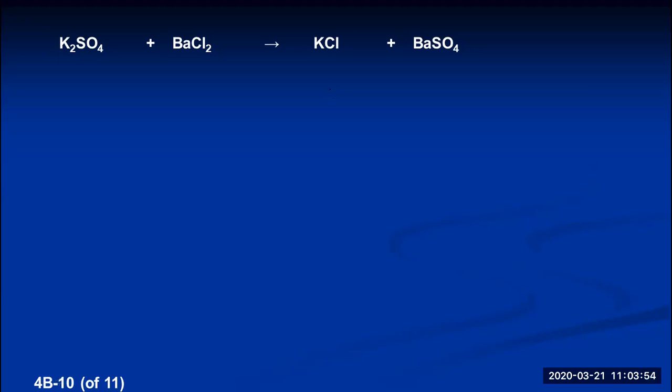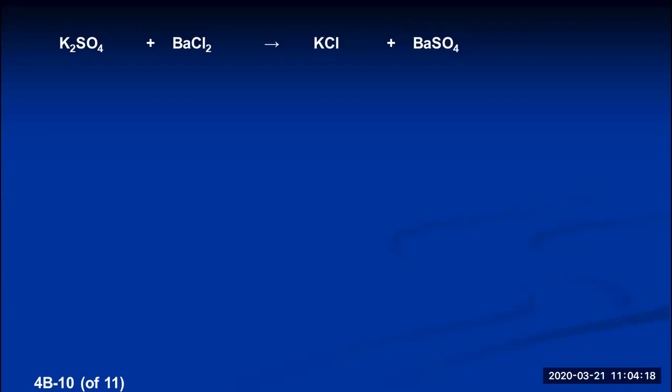And notice I didn't write K2Cl2. That's not the formula of potassium chloride. Potassium ions are +1 and chloride ions are -1, so it's KCl. Barium then goes with sulfate, and barium's +2, sulfate's -2, so the formula is BaSO4. You don't write it SO4Ba, you always write the positive ion first, the negative ion second. So these are our predicted products.